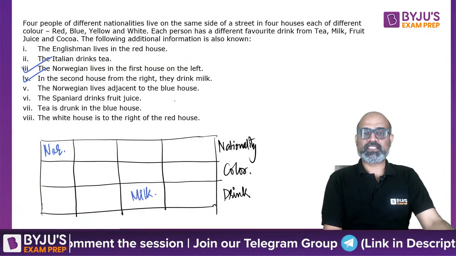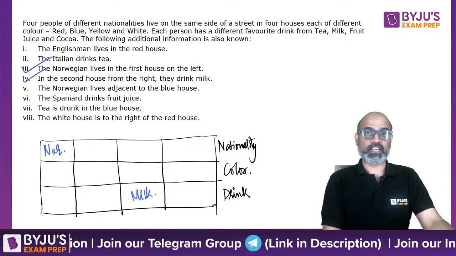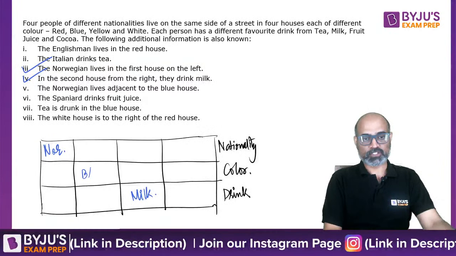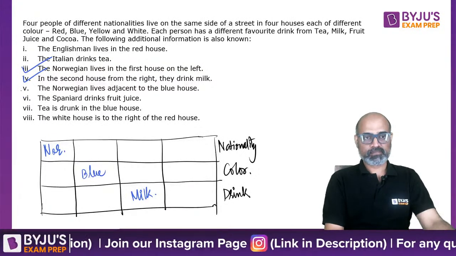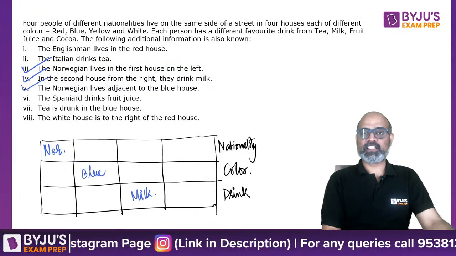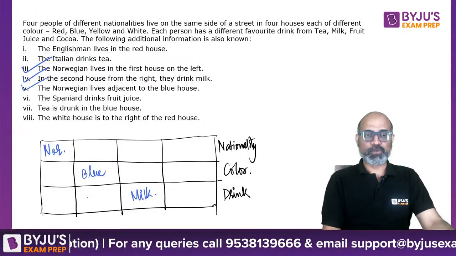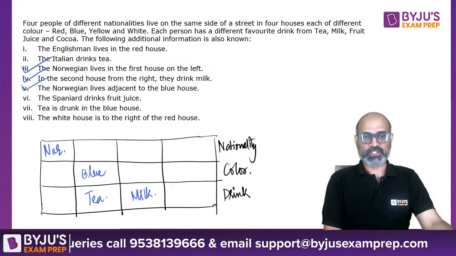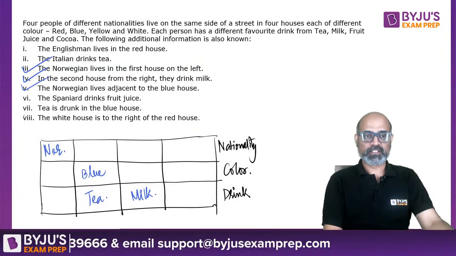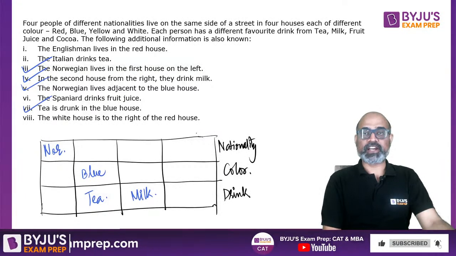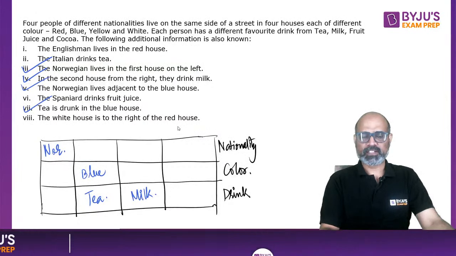The Norwegian lives adjacent to the blue house. We know where Norwegian lives, and you can't have a left side of Norwegian. So only right side is left. So this is going to be blue in color. Spaniard drinks fruit juice. No idea. Tea is drunk in the blue house. So in the blue house, we have got tea being drunk there. Done with 7th statement. The white house is to the right of the red house. No idea where to put white and red because 3 cells are missing, right?